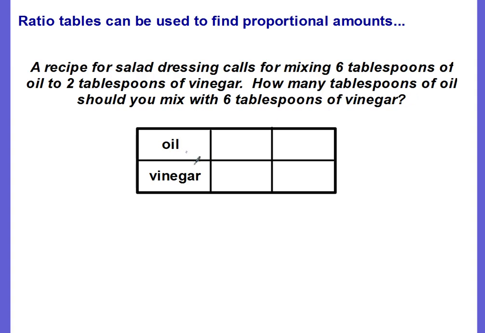So we're comparing oil to vinegar, and we're told that the recipe is 6 tablespoons of oil to 2 tablespoons of vinegar. And what we're changing is we have 6 tablespoons of vinegar, and we want to know how much oil we need. So we've learned that we can easily find this by using a scale factor. The 2 times 3 will give us the 6 vinegar. Use the same scale factor on the oil, 6 times 3, and we get 18 tablespoons of oil.